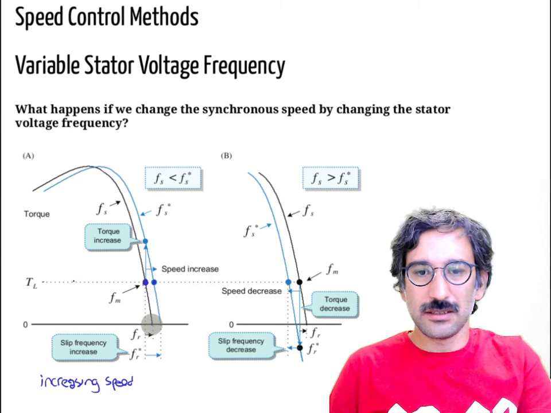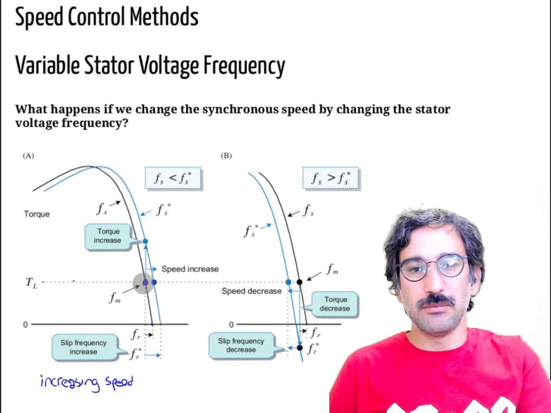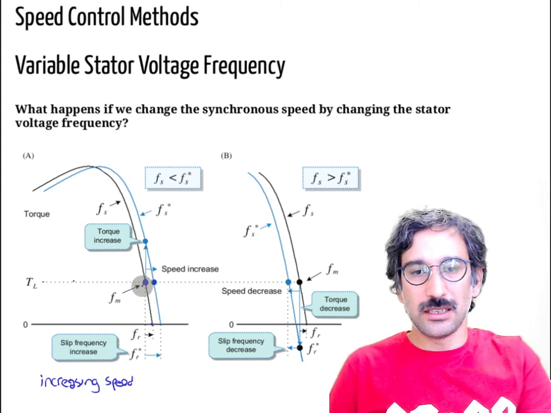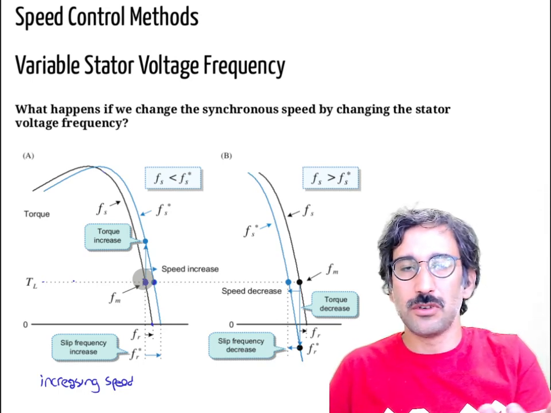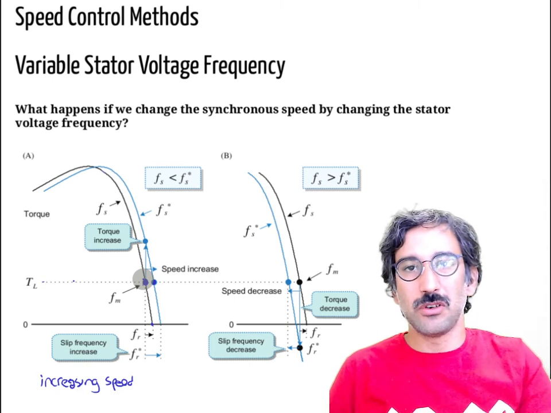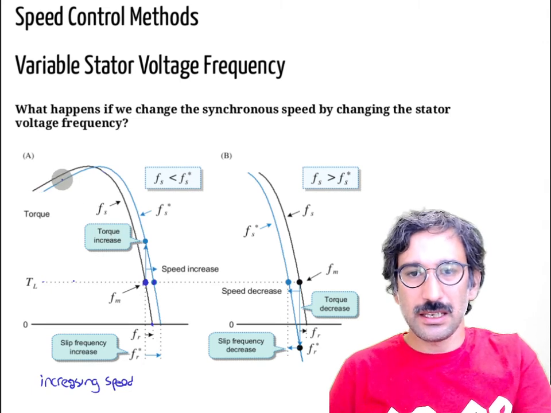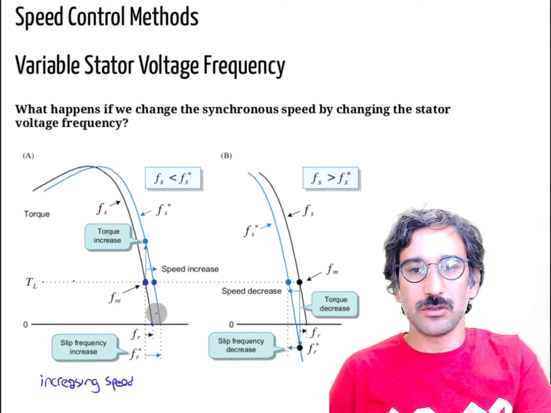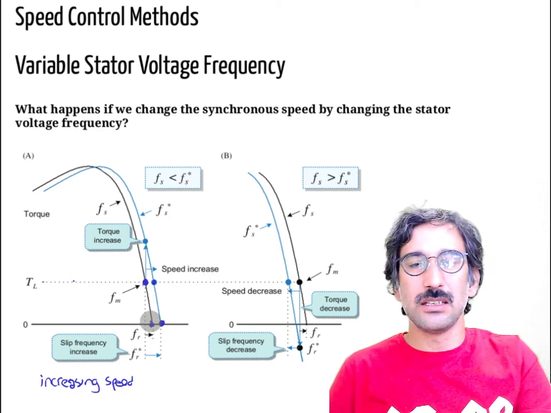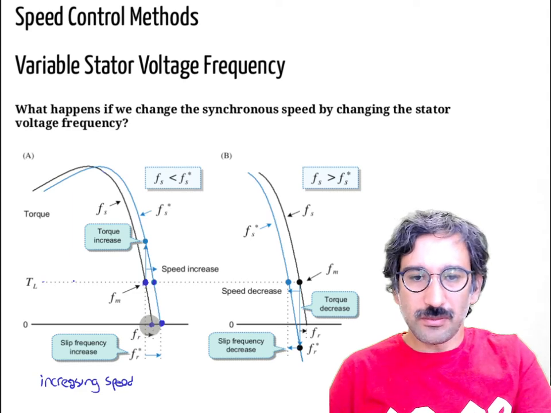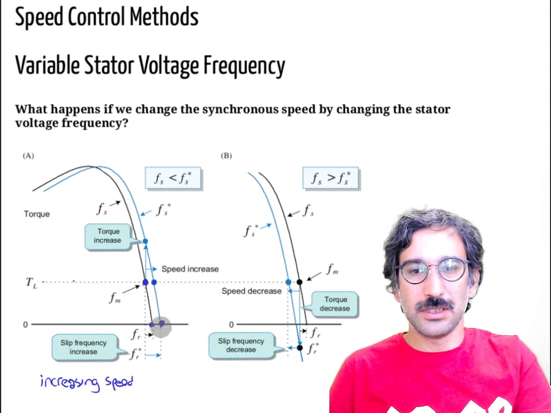let's say the black line has a synchronous speed of 1000 RPM, and the machine is running at 900 RPM. So I suddenly increase my rotational frequency from 50 Hertz to 60 Hertz, for example. Once I increase my frequency from 50 Hertz to 60 Hertz, now my synchronous speed is not 1000 RPM anymore, but it is 1200 RPM.